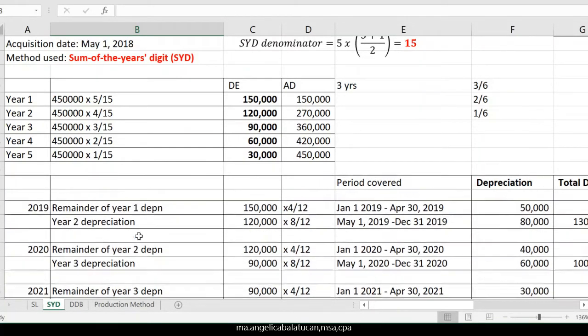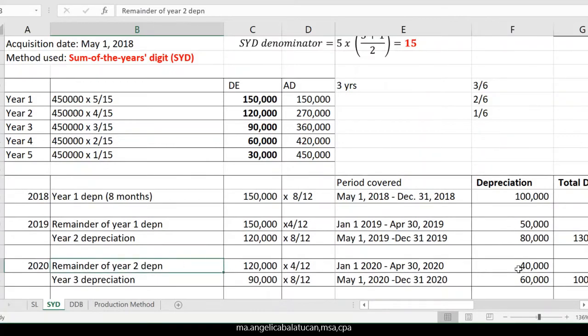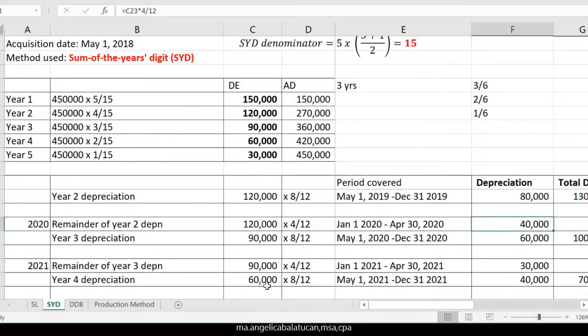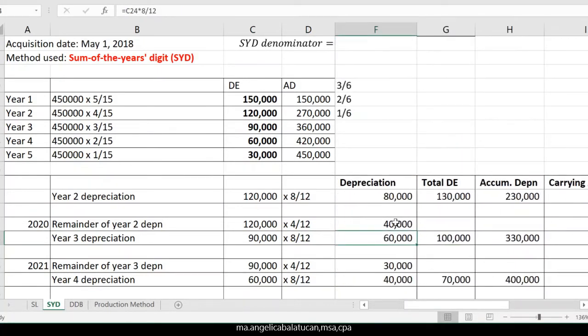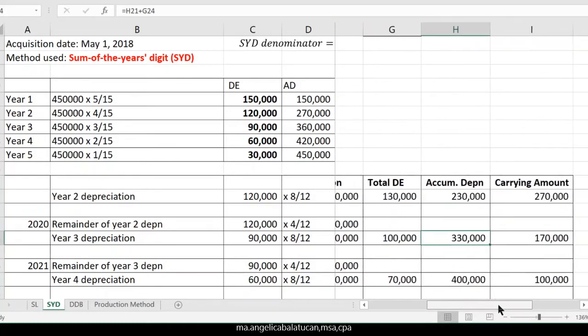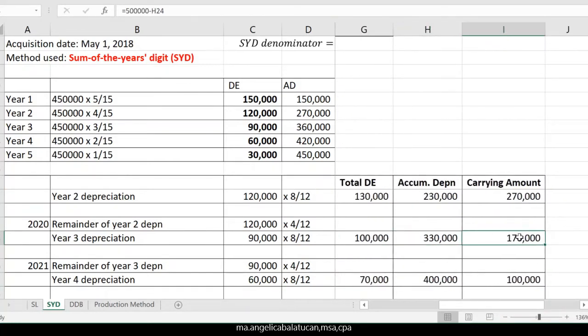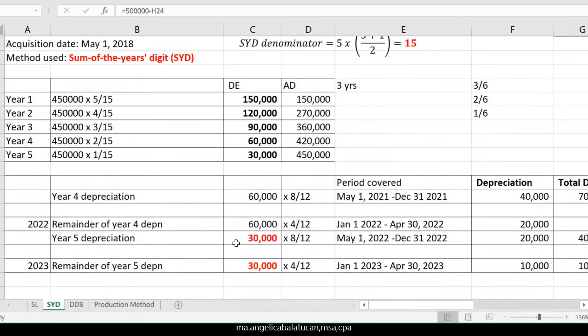So the remainder of the year 2 depreciation, again, you have 40, and then you have the start of the year 3 depreciation. So that's 90,000 coming from here times 8 over 12. So that's from May 1, 2020 until December 31. So that would be 60,000. Then sum them up. Your total depreciation is 100,000. Accumulated depreciation is 230 plus 100. That's 330. And so your carrying amount would be 170. And you follow the same steps until you reach the last year.